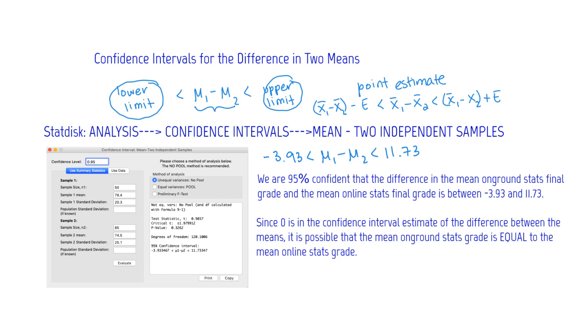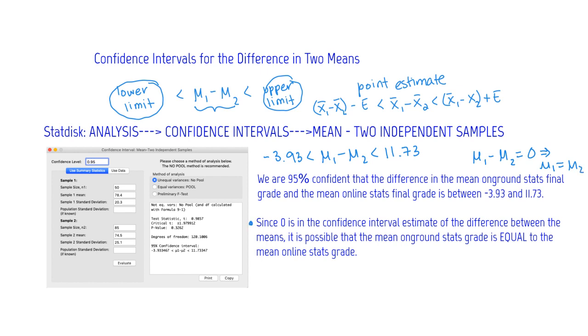But besides that generic interpretation of saying we are 95% confident that the difference between the mean on-ground stats final grade and the mean online stats final grade is between negative 3.93 and 11.73, we could also talk about what numbers this interval contains. So notice that it starts at a negative and it ends at a positive. That means somewhere in between these two numbers is 0. And what does it mean if mu1 minus mu2 is equal to 0? Think about it like this. If mu1 minus mu2 could possibly be 0, then mu1 could equal mu2.